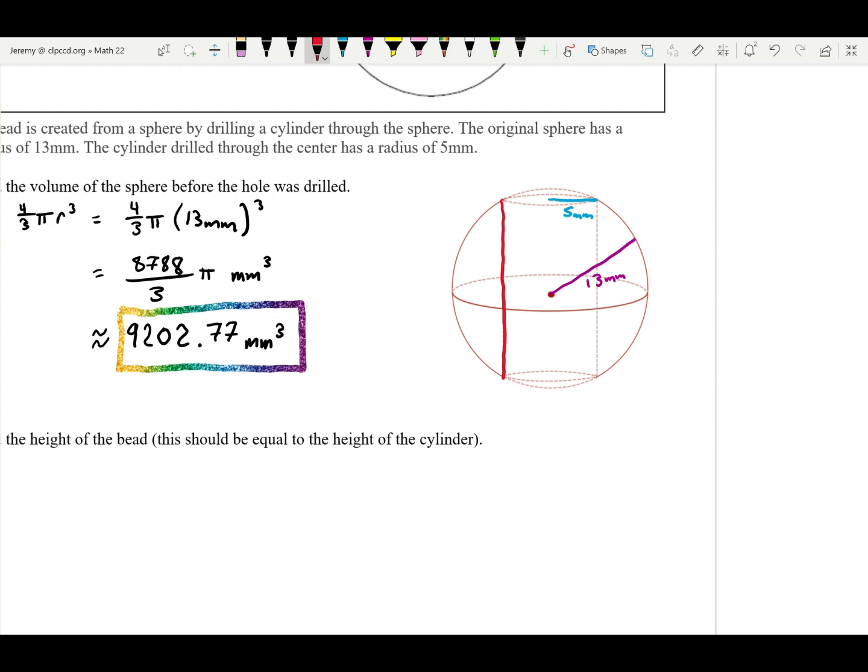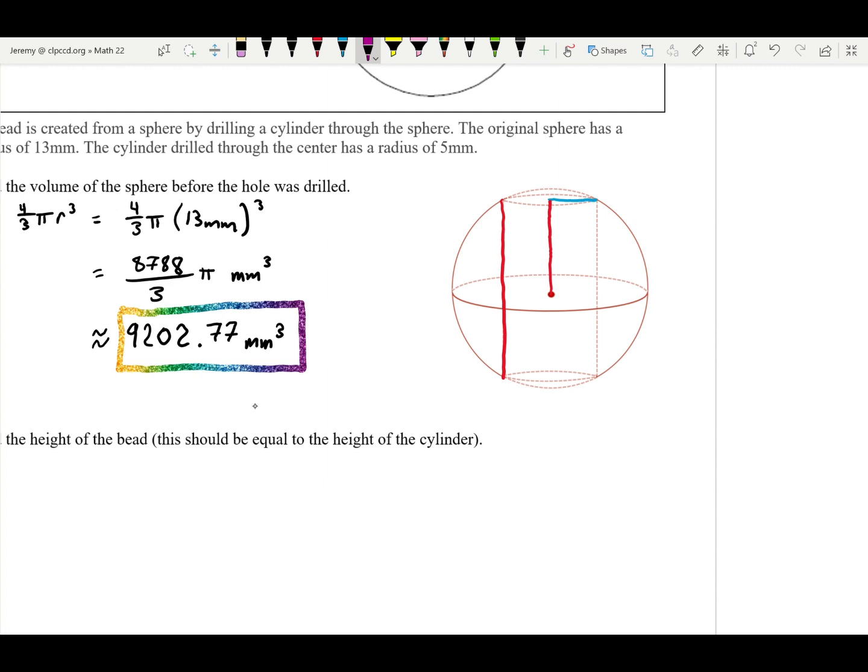Let's think about the two numbers we have. We have 13 millimeter radius for the sphere. We have 5 millimeter radius for the cylinder. I'm going to sort of erase these for a second. If I'm trying to find that red length there, that's the same as just 2 times this distance right here. Okay, that's like half of the height of the cylinder.